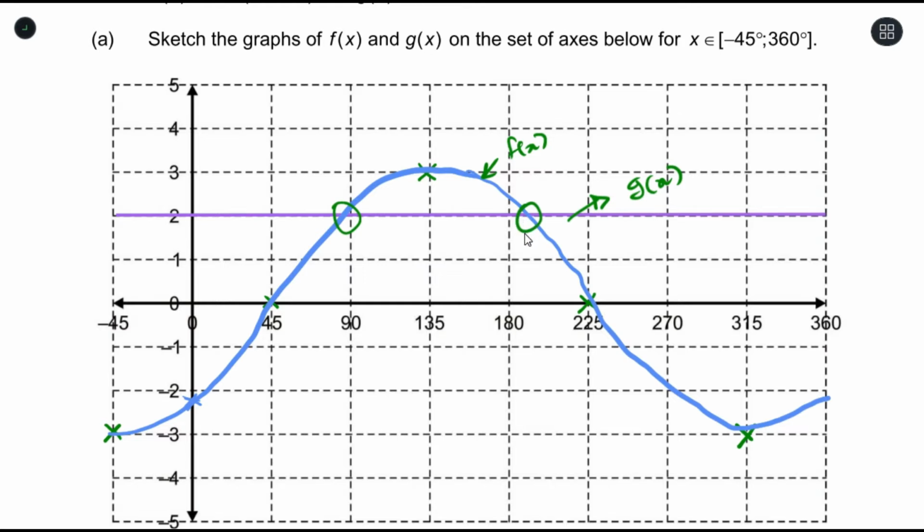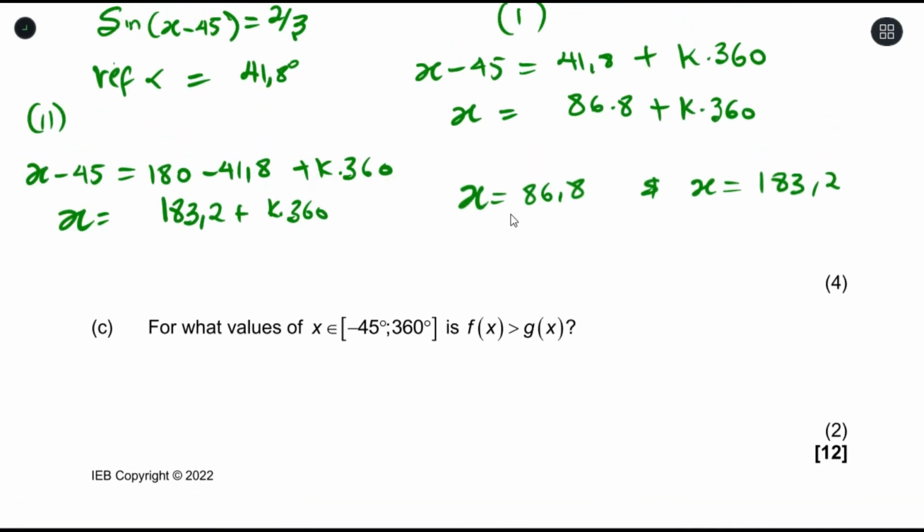Now, the last question asks, for what values of x, an element of -45 to 360, is f(x) greater than g(x)? Now, what this means is, where is f(x) above g(x)?